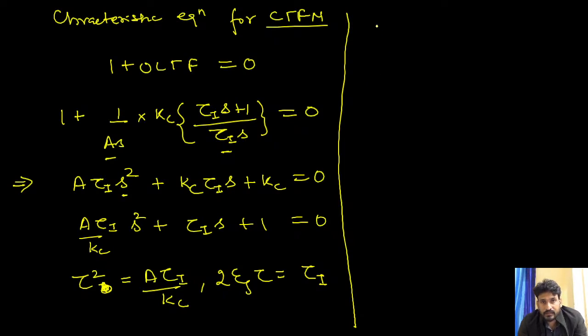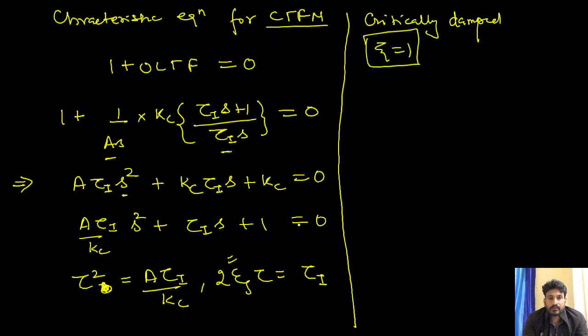Question is saying that the system is critically damped. Critically damped means if the system is critically damped, guys, then my zeta value is equal to 1. Put here, then my tau is equal to tau I divided by 2. Put here, zeta is equal to 1, my tau is equal to tau I.